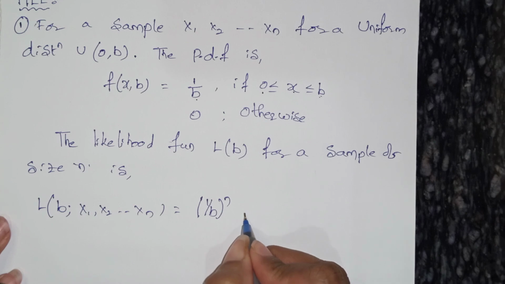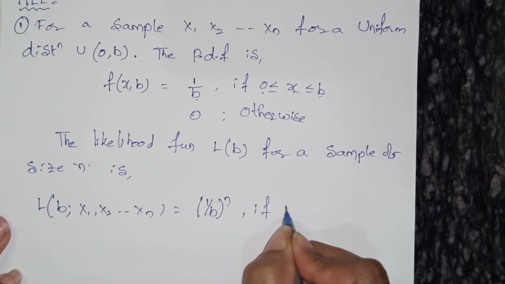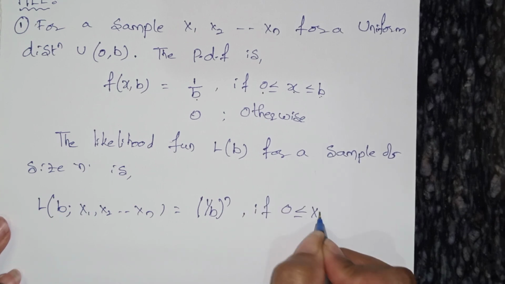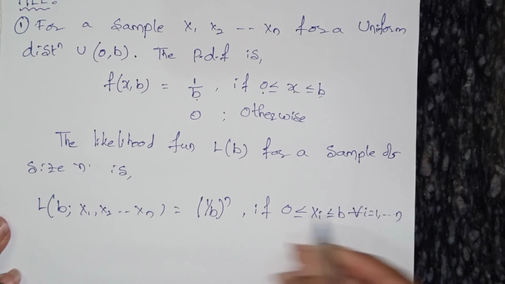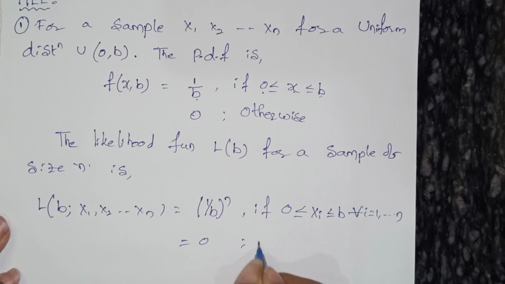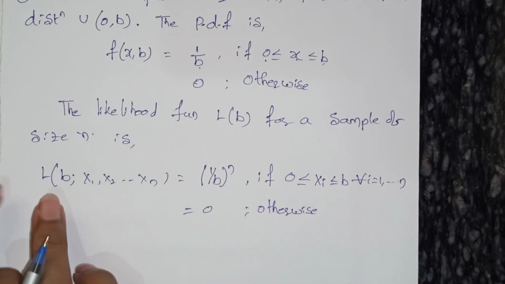This we write if 0 is less than or equal to xi, less than or equal to b, for all i equals 1, 2 and so on up to n, and equals 0 otherwise. Now we know what the likelihood function is.